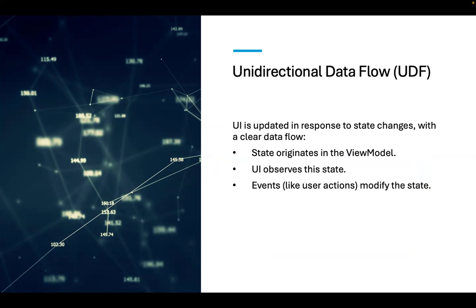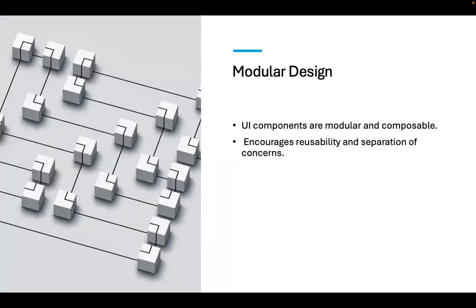Let us take the example of a live stock market. When the market is up, the UI immediately updates. When the market is down, it immediately updates. That kind of thing happens automatically with this. So that is the benefit of unidirectional data flow.